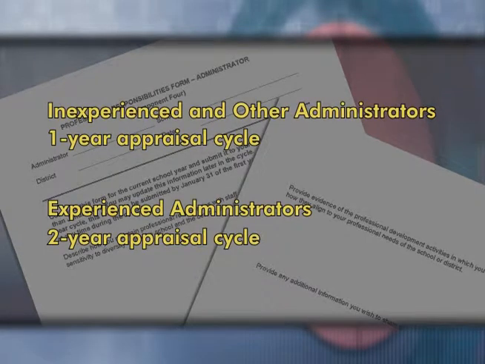Inexperienced and other administrators are on a 1-year appraisal cycle and complete the form in January of each year or on a date set by the district. The experienced administrator, whose performance is satisfactory, may be on a 2-year cycle and completes the professional responsibilities form in year 1 of the appraisal cycle.